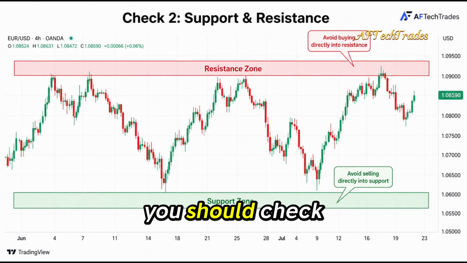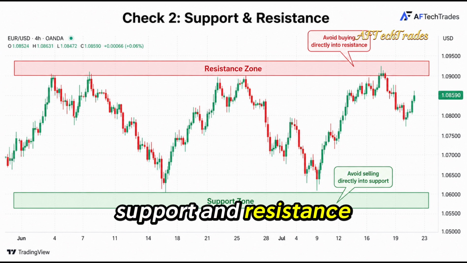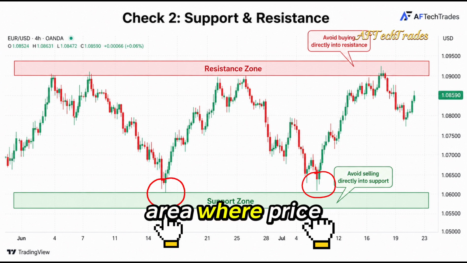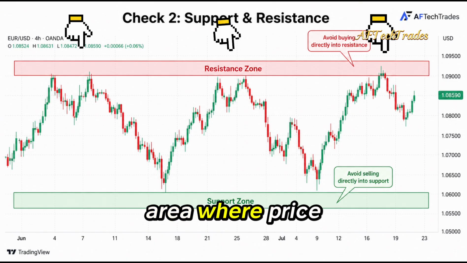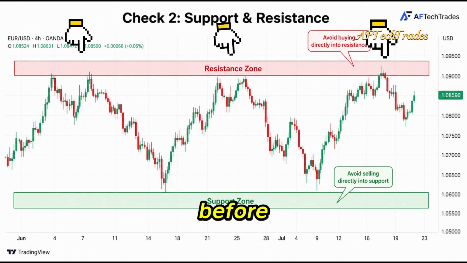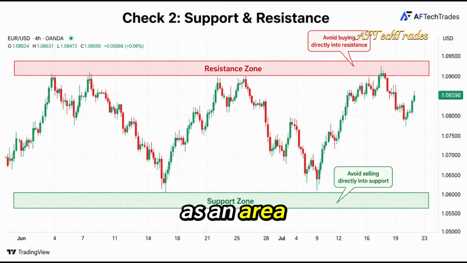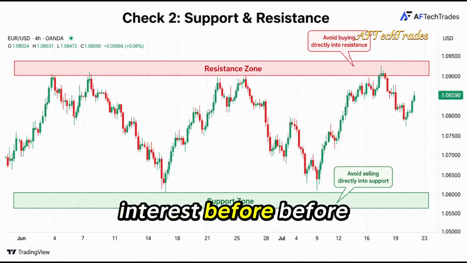The second thing you should check is support and resistance. Support is an area where price has reacted upward before. Resistance is an area where price has reacted downward before. Think of support as an area where buyers have shown interest before. Think of resistance as an area where sellers have shown interest before.